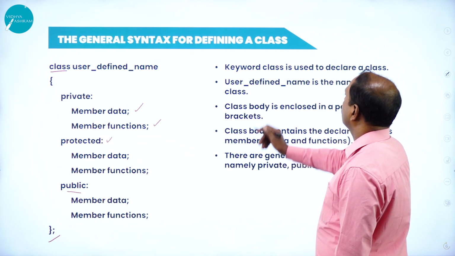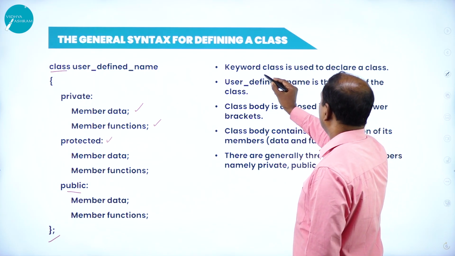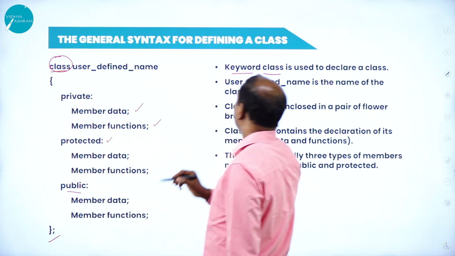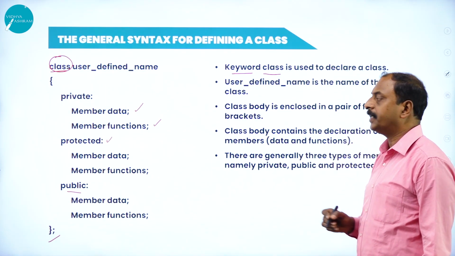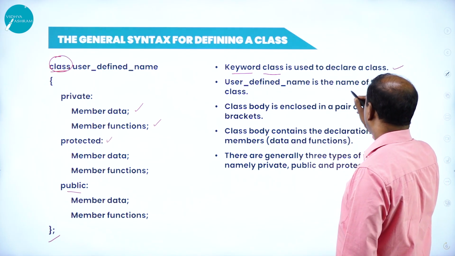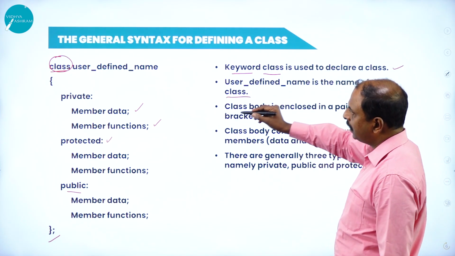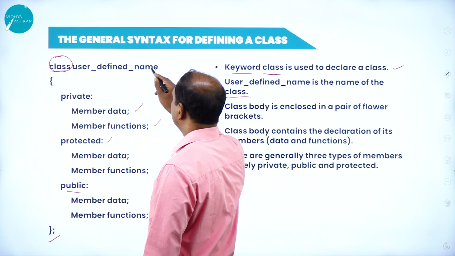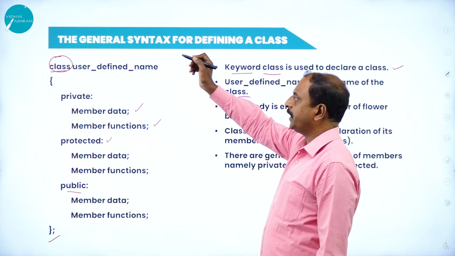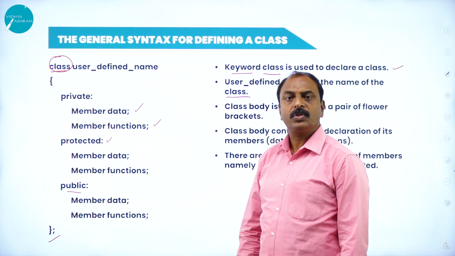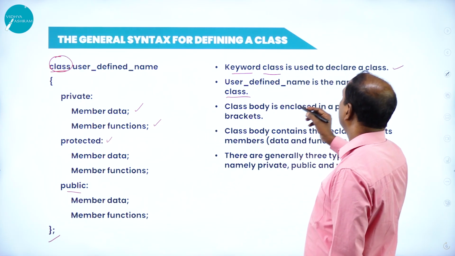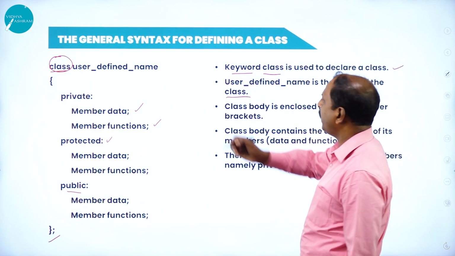Here, the keyword class is used to declare a class. The class is a reserved word or a keyword. It is used to declare a class. And the user-defined name is the name of the class. The user can write the name of a class, and it is nothing but an identifier. Again, we have to follow the rules of identifiers to write the name of a class. So that is the name of the class, the user-defined name.